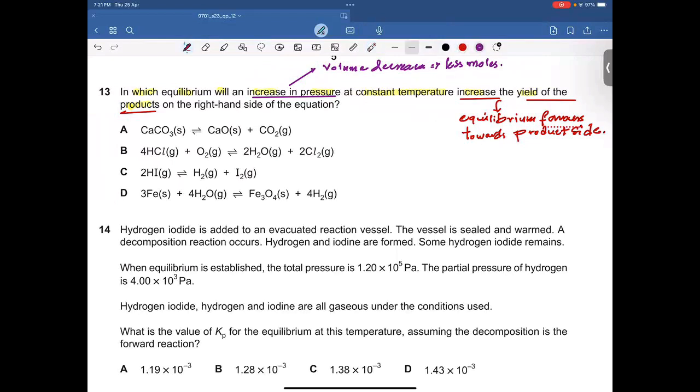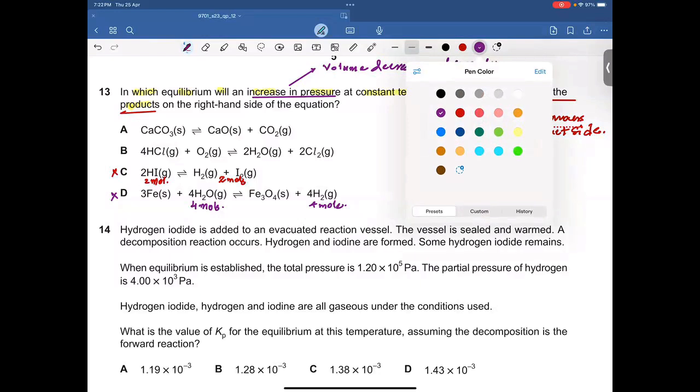We have total 4 gaseous moles here. We have 4 gaseous moles here. As the number of moles on both the sides is same, there will be no change in equilibrium position. Therefore, D is incorrect. We have 2 moles here, and we have 2 moles here. Same scenario, we have same number of moles on both the sides, both on product and reactant side, which means there will be no change in equilibrium. So C is incorrect.